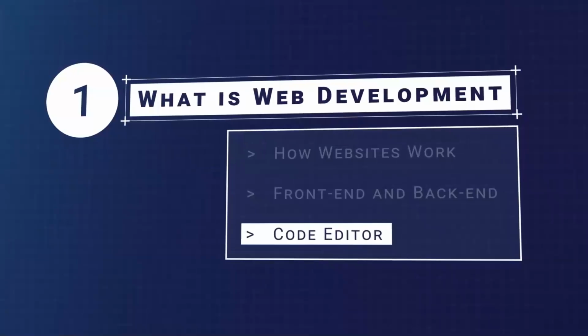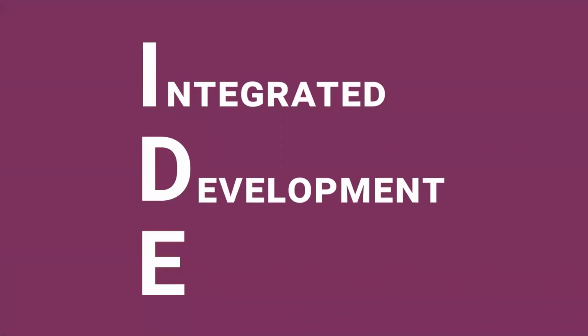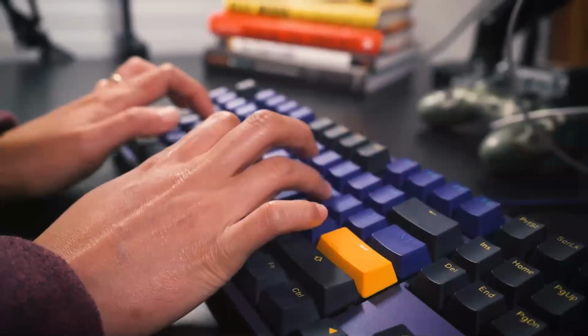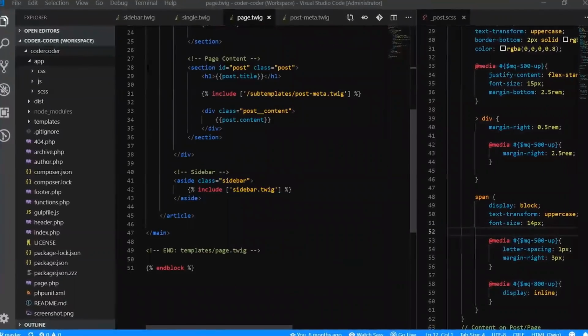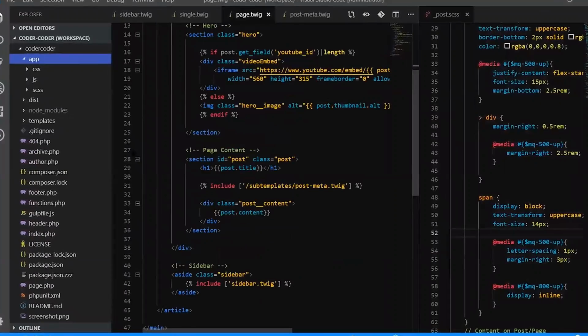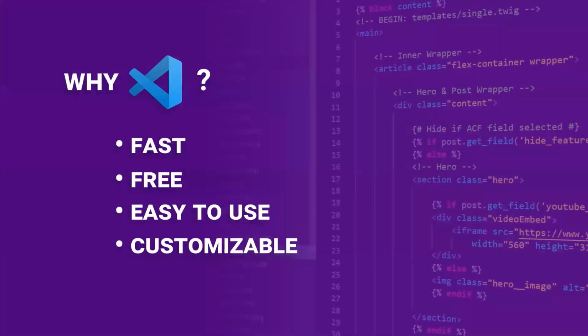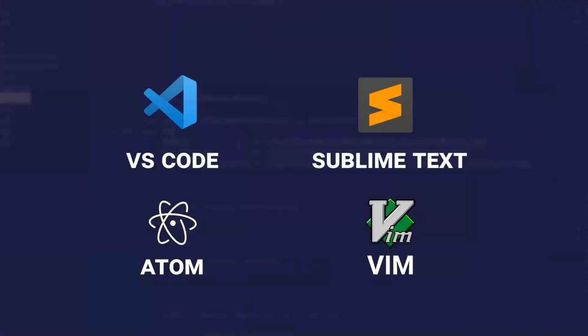When you build a website, the most essential tool that you'll use is your code editor, or IDE, Integrated Development Environment. This tool allows you to write the markup and code that will make up the website. There are quite a few good options out there, but currently the most popular code editor is VS Code. VS Code is a more lightweight version of Visual Studio, Microsoft's main IDE. It's fast, free, easy to use, and you can customize it with themes and extensions. Other code editors are Sublime Text, Atom, and Vim. If you're just getting started though, I'd recommend checking out VS Code, which you can download from their website.